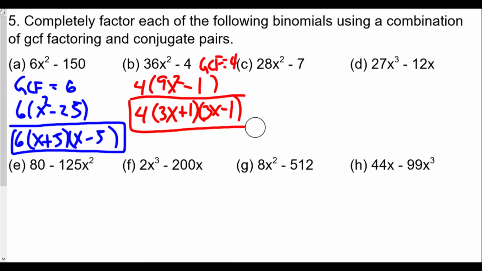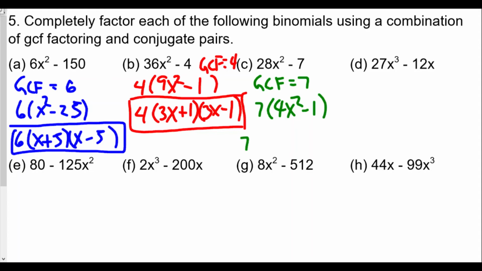Actually, I'm going to need a little space here, so I can trim this down a little bit. Now let's do C. The GCF here is going to be equal to 7. And so I factor out 7 to get 28 divided by 7 is going to be 4. So 4x squared, 7 divided by 7 is 1. So we have, in this case, 7 times 4x squared minus 1.